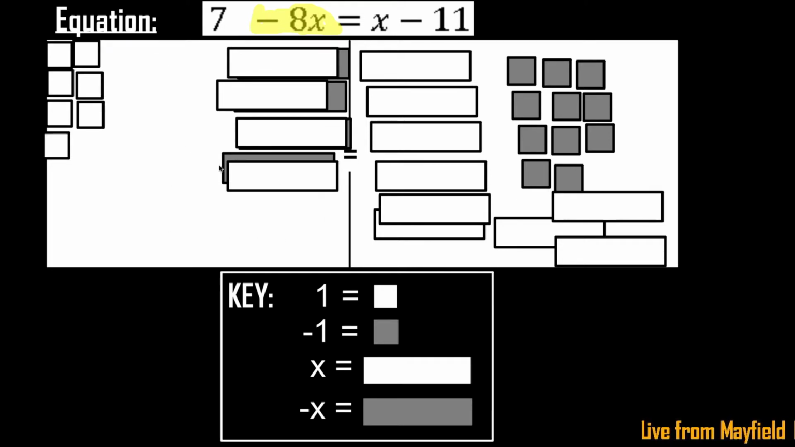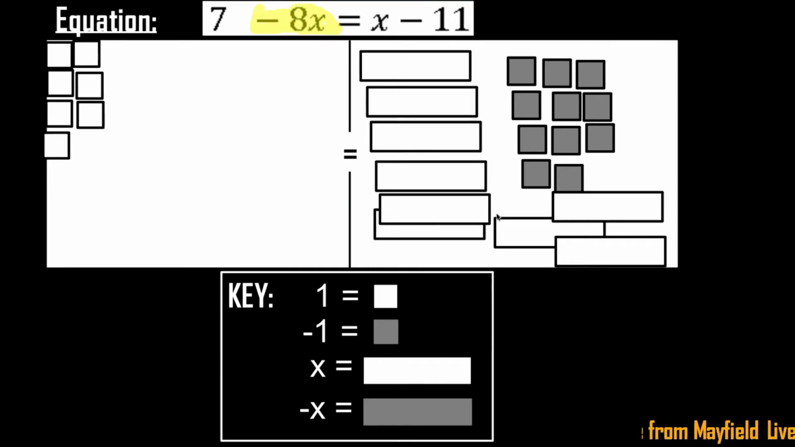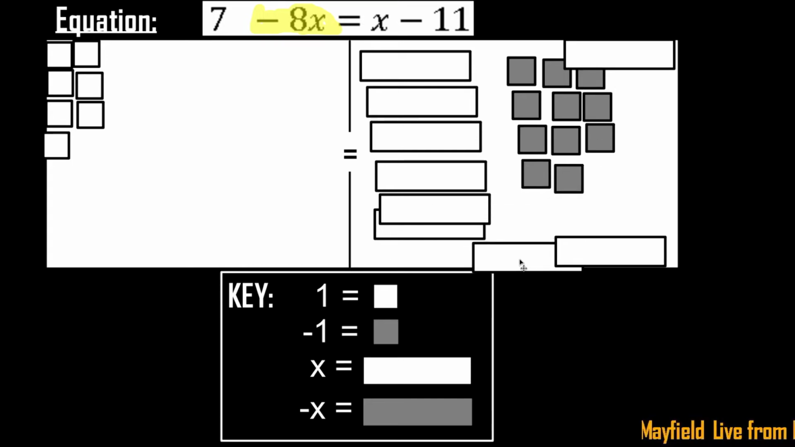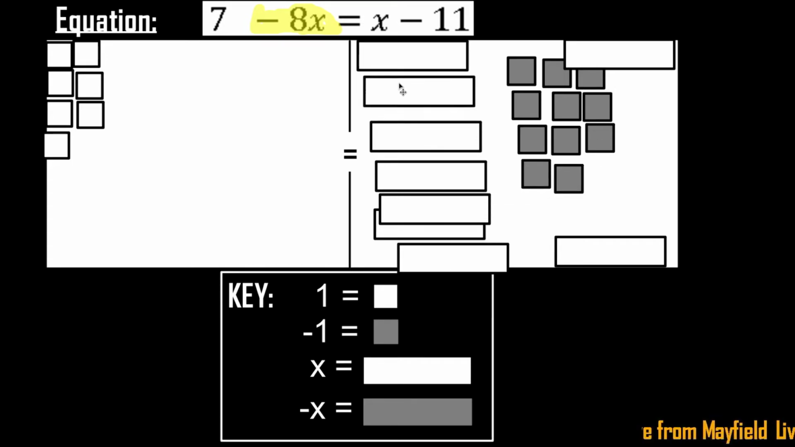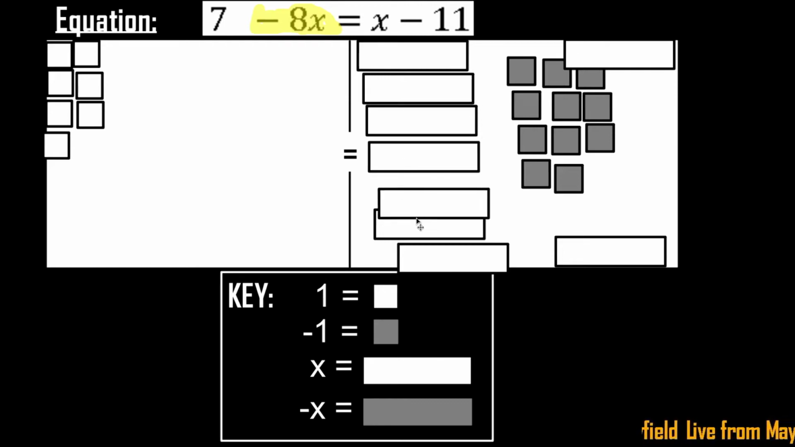Again, my 0 pairs cancel out. My 0 pairs cancel out. And so what am I left with? Well, I'm left with 1, 2, 3, 4, 5, 6, 7, 8, 9 positive x's. So 9 positive x's. I can maneuver these a little bit so I have enough space.